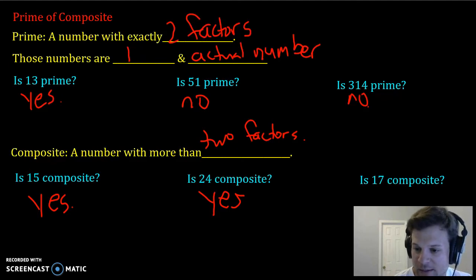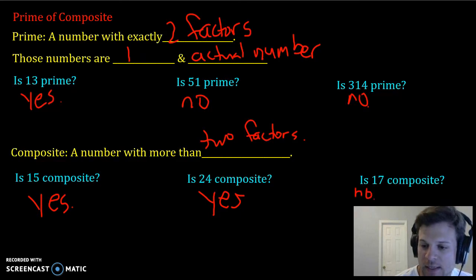Now 17. Is 17 composite? Well, the ending number is odd, so no. 1 plus 7 is 8, so 3 doesn't work. 4 doesn't work because 17 is not divisible by 4. It doesn't end in 5. Can't be 6 since it's not 3 or 2. 7 or 8 don't work because you can't divide it by those. 9 doesn't work because you add those two together and you don't even get 9. And 10 doesn't work because it doesn't end in 0. So, no, 17 is not composite because it is prime.